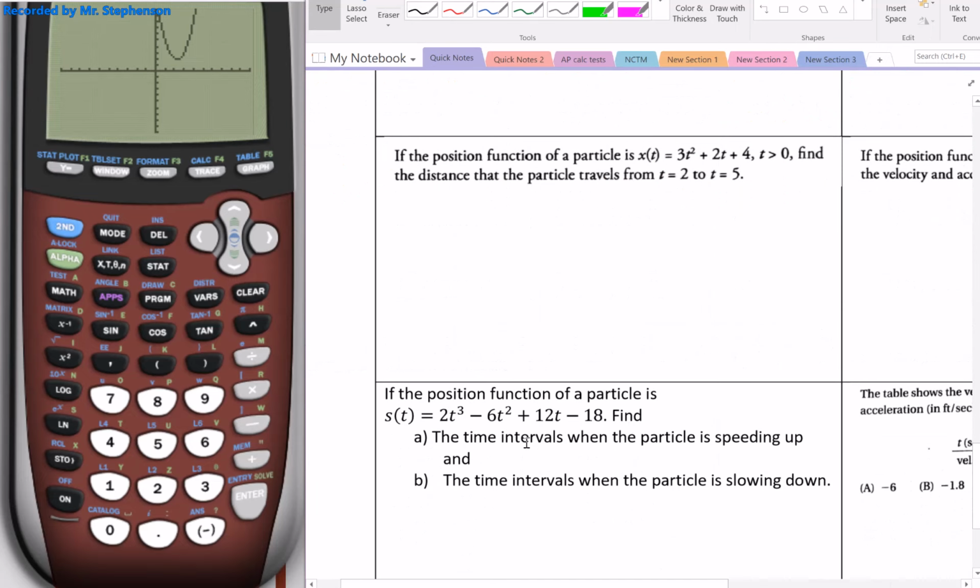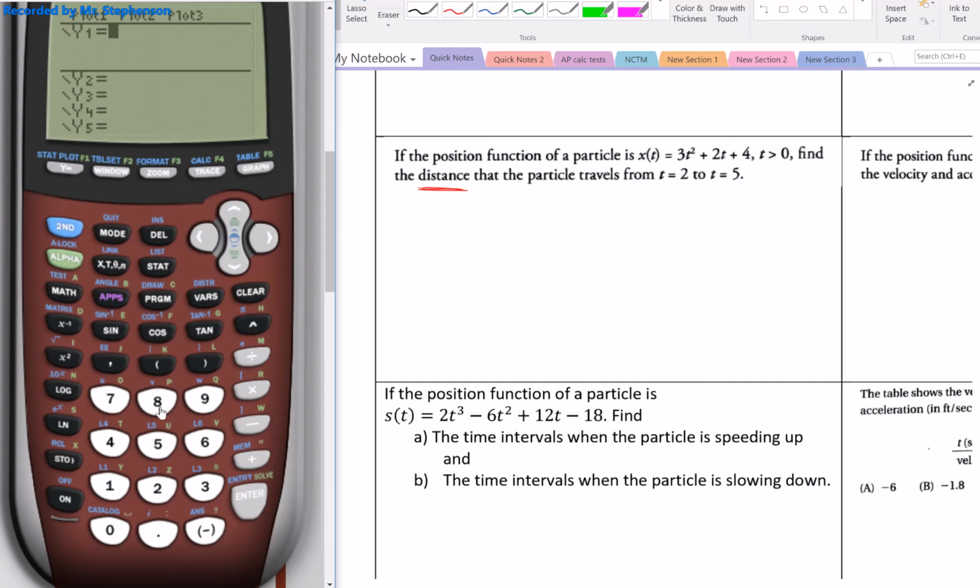Moving forward, find the distance that the particle travels from 2 to 5. Distance is a bit tricky. Because we're given the position, right, which is not the distance. Let's just graph this so you can see what it looks like, right? 3x squared plus 2x plus 4 for t greater than 0. And we want to know what's the distance from 2 to 5.